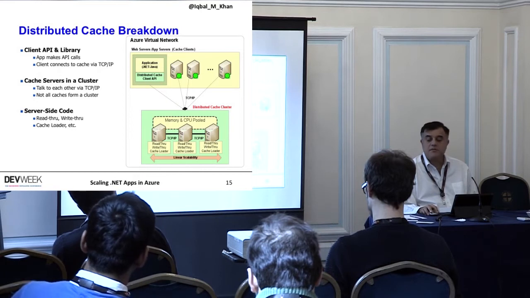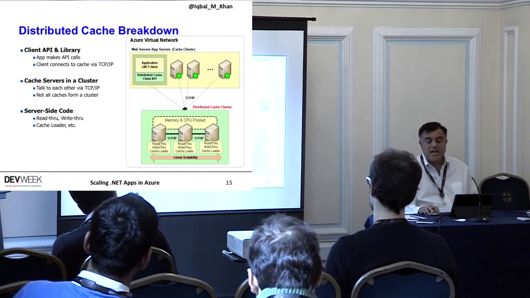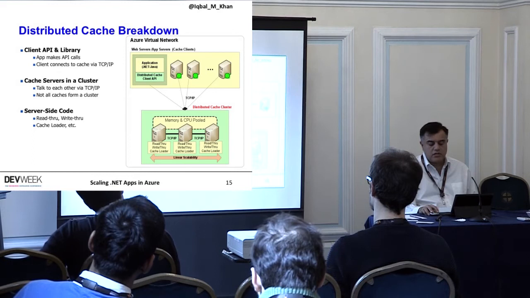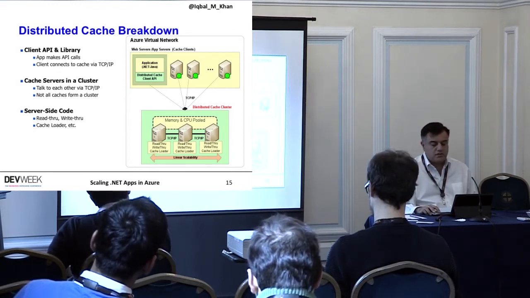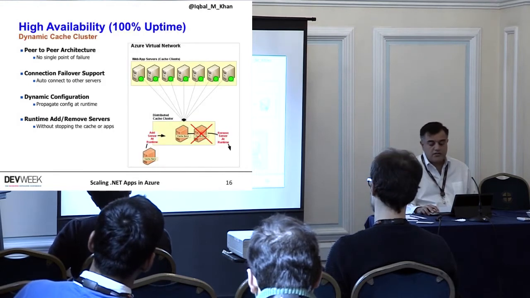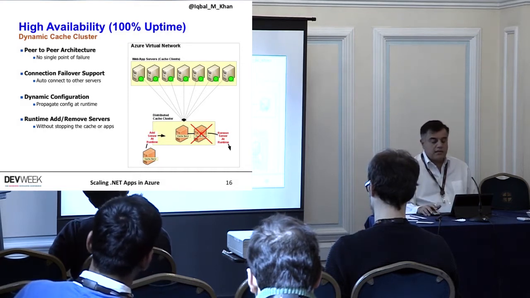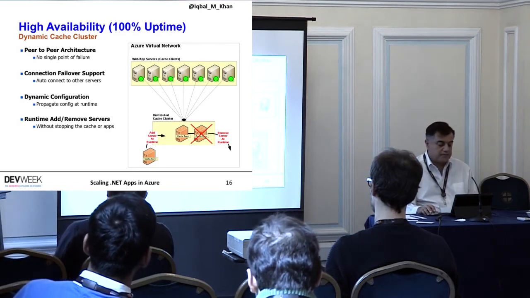The cache servers talk to each other on a TCP protocol. And the cache client, which is your application, talks to the cache through that client library, also most likely using a TCP connection. These are just simple socket stuff. And there's some server-side code that you write that resides on the cache servers, on the cache cluster. That is your read-through, write-through, cache loader, and a bunch of other code. So those are the pieces of a distributed cache that you should keep in mind.